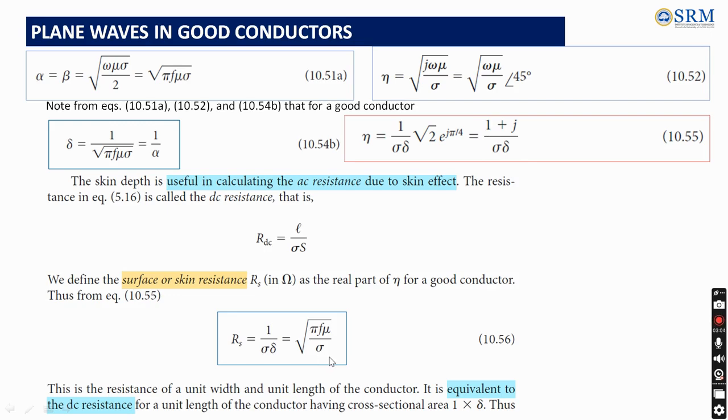So if you substitute the values for del, we get the root of pi f mu divided by sigma. So this is a resistance of unit width and unit length of conductor, and it is equivalent to DC resistance, like an equivalent to DC resistance for unit length of conductor having the cross section 1 cross del.